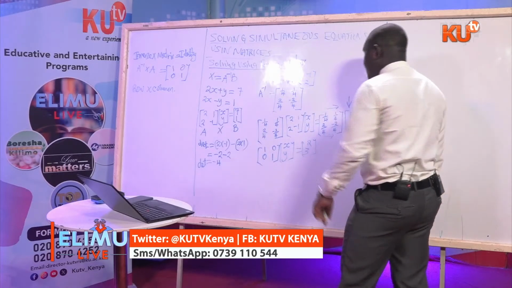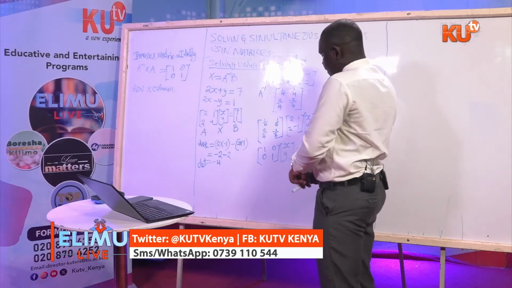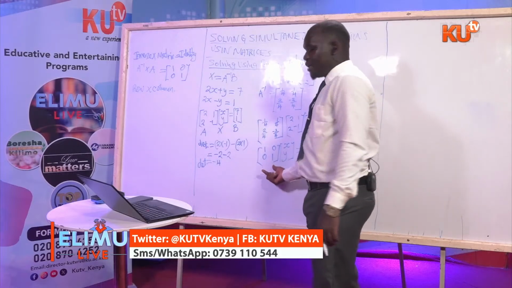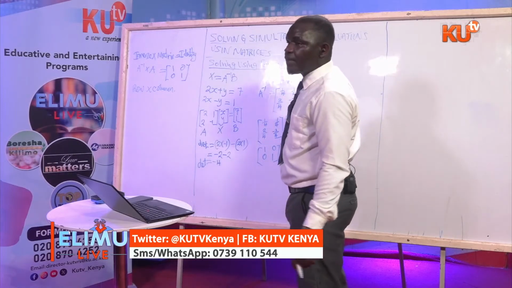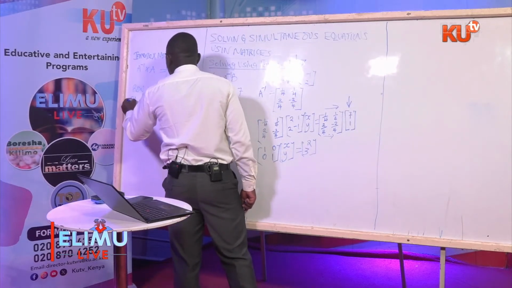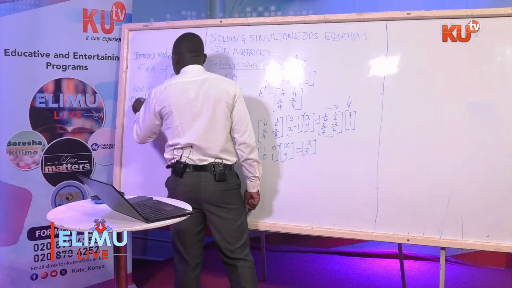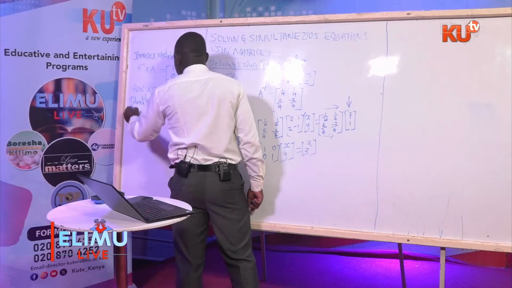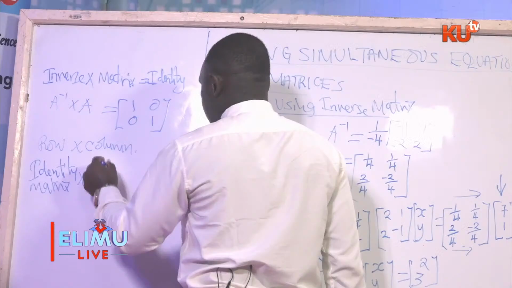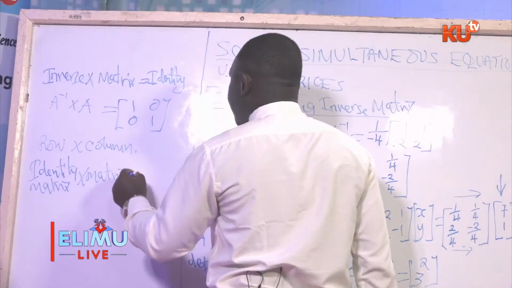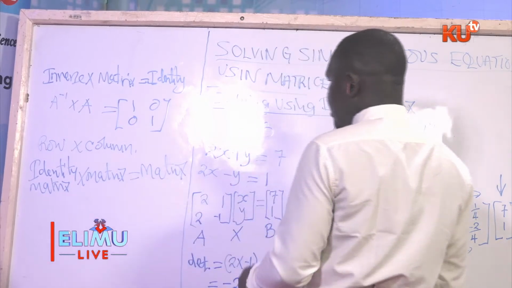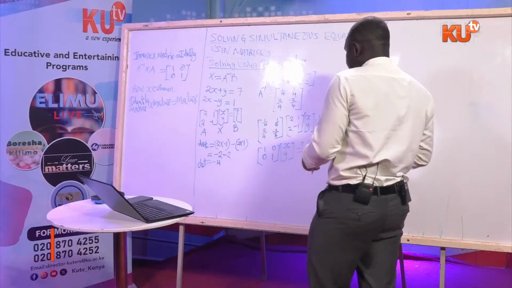Learners, after I've gotten that, there is also another rule you should know, that when you take an identity matrix times any matrix, you are going to get the matrix itself. So when I take an identity matrix times any matrix, I should be getting the same matrix.